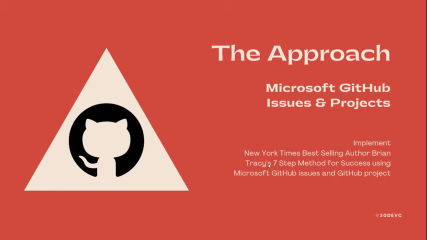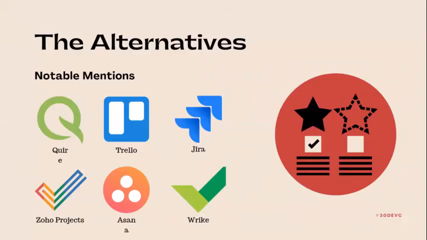Then, okay, the alternatives to GitHub for project management software. There are many notable mentions, like Quire, Trello, Jira, which is quite popular, Zoho, Asana and the like. They are alternatives to GitHub.